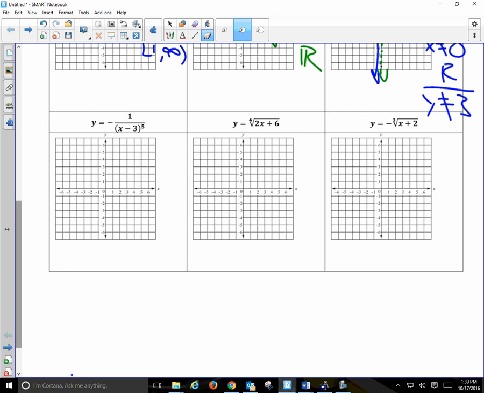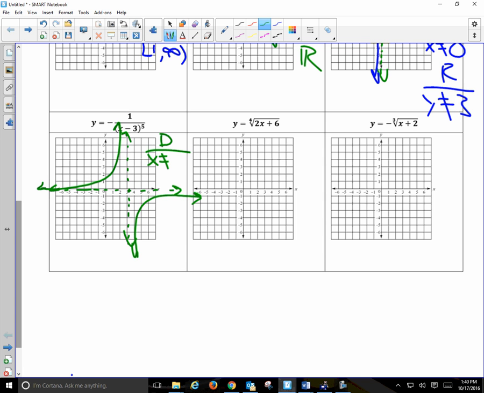But what are the shifts that we have for the translations? Right, 3. And then a vertical reflection, yes. Domain, x not equal to. And range, y not equal to 0.